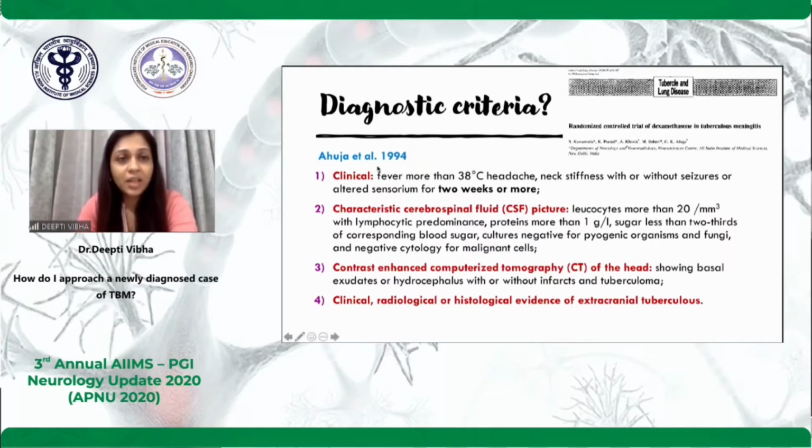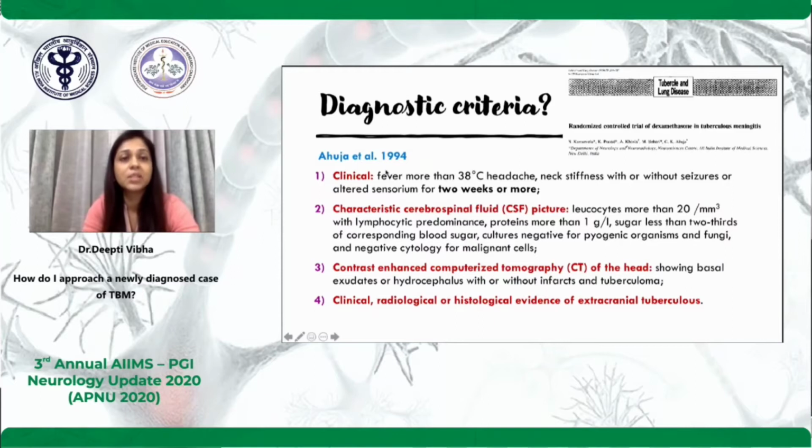When we are talking about the clinical criteria, we know how difficult it is to demonstrate acid-fast bacilli in the cerebrospinal fluid to be 100% sure that this is TBM. So there is a conglomeration of various clinical criteria which make us pretty sure that this could be TBM. Now, first is clinical, of course. So you have headache and neck stiffness with or without seizures and altered sensorium of 2 weeks or more.